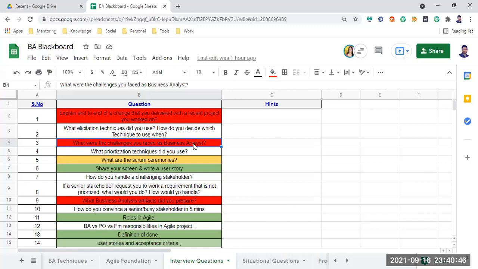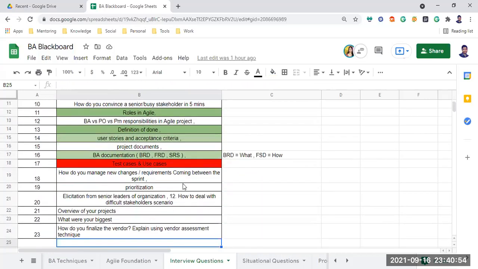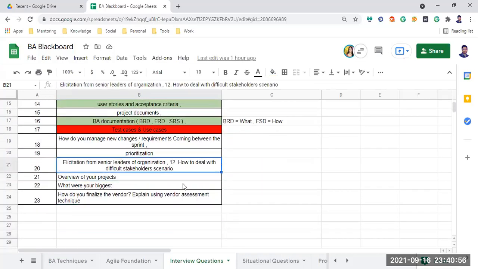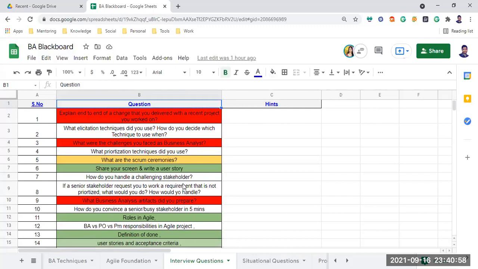In the next session, we'll focus more on interview questions, situational questions, and all of these. And after that, I'll set up sessions with each of you to go through your CV, prepare your CVs, and then you're good to explore in the market.